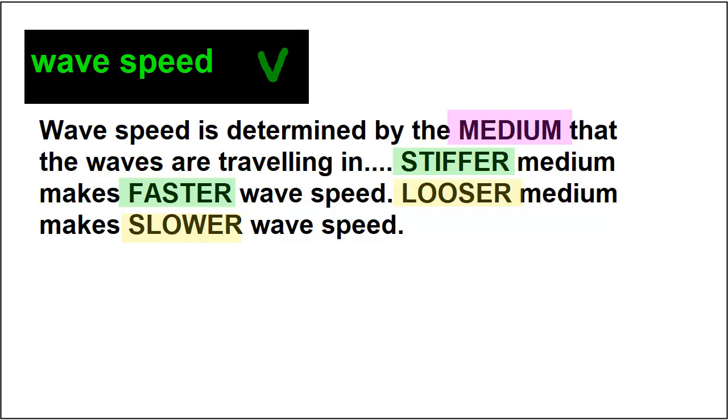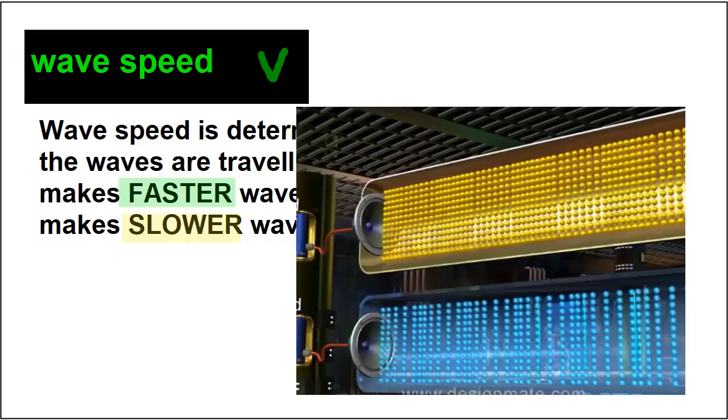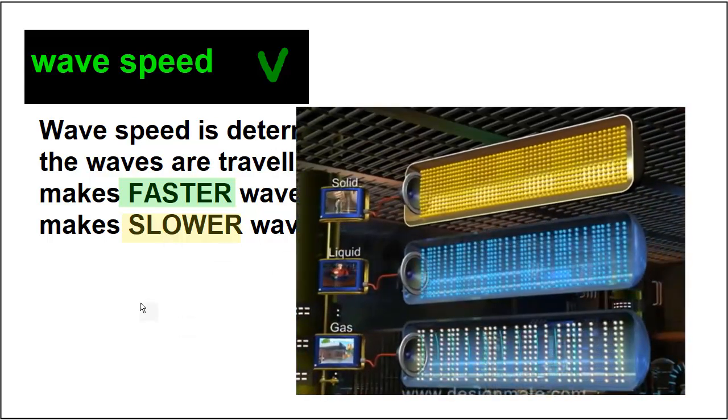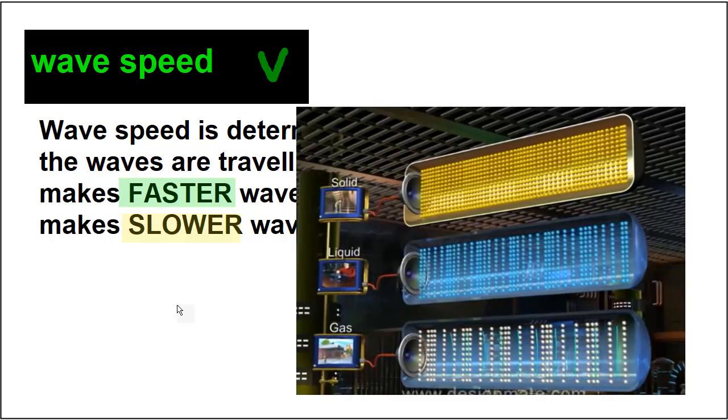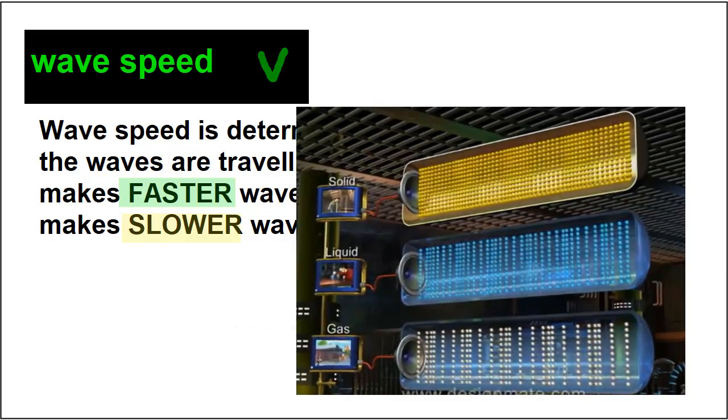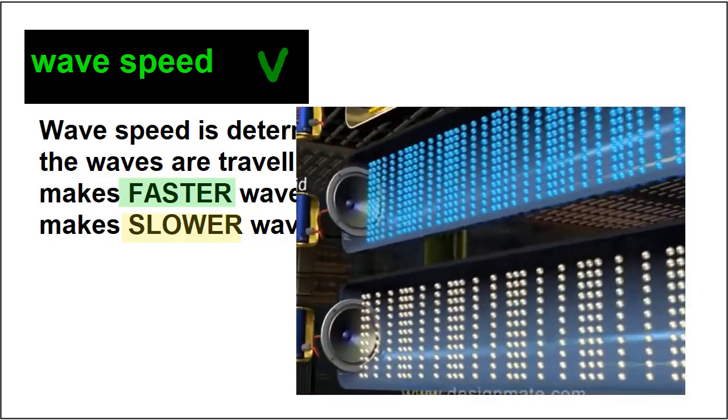Now, let's talk about wave speed. Wave speed is how fast the wave is moving forward. This is determined by the medium, right? The stiffer the medium, the faster the wave moves forward. The looser the medium, the slower it will move forward. So the medium could be, for example, for sound, we can have sound moving through water, we can have sound moving through air, we can have sound moving through a solid like rock.